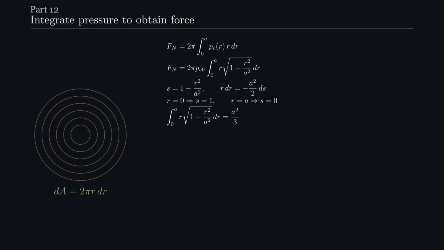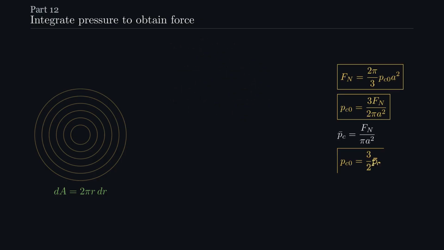Substitute the semi-elliptic pressure and use S equals 1 minus r squared over a squared. The integral evaluates to a squared over 3. Thus the force is 2 pi over 3 times the maximum pressure times a squared. The maximum pressure is 3 normal force over 2 pi a squared. It is also 3/2 of the mean pressure. The units reduce to newtons.